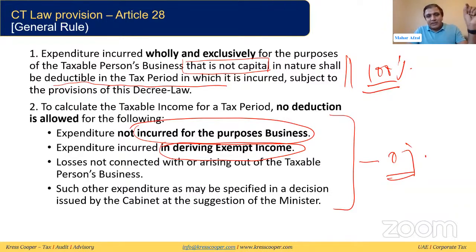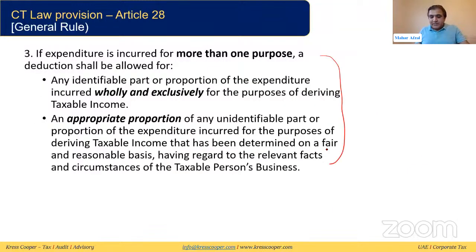So clause 1 says you can claim 100% of expenses which are revenue in nature and wholly and exclusively for business purposes. Clause 2 says you cannot claim expenses if they are not related to the business, if they relate to exempt income, or if they are losses pertaining to another business, which cannot be adjusted against other business profits, or such other expenditures as may be mentioned in the Cabinet decision issued at the suggestion of the Minister. The third category is the proportionate category. For these expenses, first of all, we need to look at the common expenses.